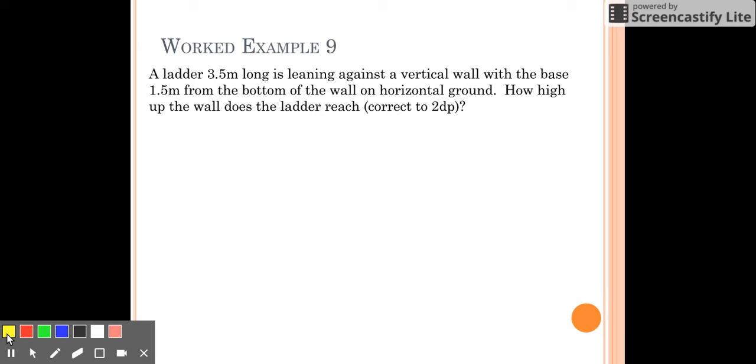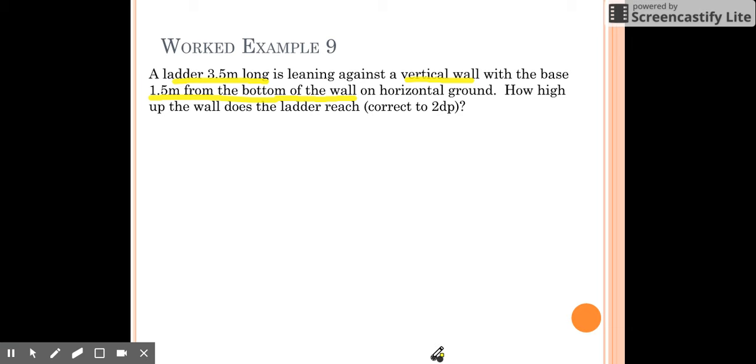Okay, so I'm going to highlight a couple of words. I'm going to highlight that the ladder is 3.5 metres long. There's a vertical wall, and the base of what? It must be the base of the ladder. The base is 1.5 metres from the bottom of the wall on horizontal ground. Wow, they've given us quite a bit. So we're going to try and draw a little sketch of this situation.